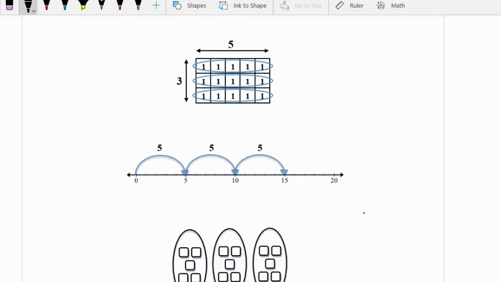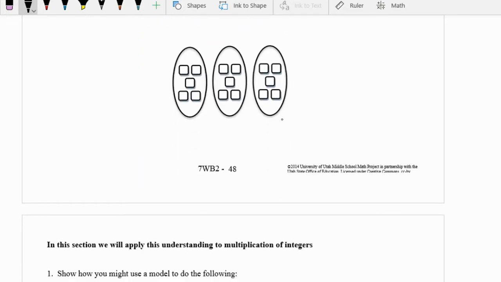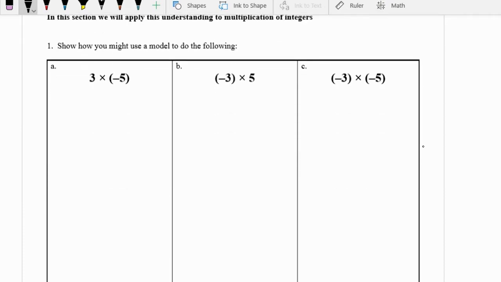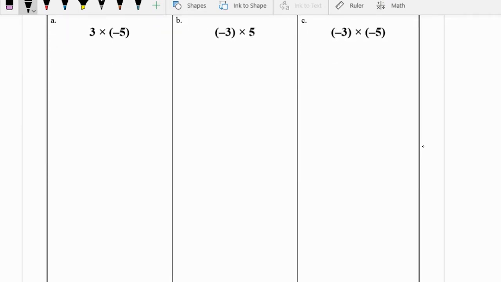Or we can think about it as moving to 5 and then stretching it 3 times. Or we can think of it as grouping. So 3 groups of -5.